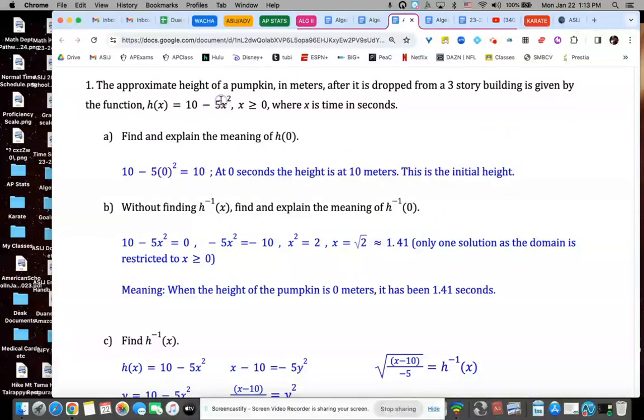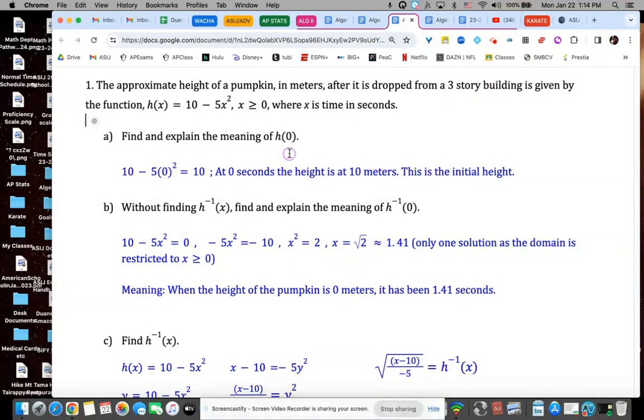Okay, the first one, they give you the equation of a quadratic. It's kind of like the projectile motion problems that we've done in the past. So you have a negative kind of gravity. They're using 5 instead of 4.9 or whatever, just simplifying things a little bit. But you're going to notice they say x is greater than 0. Well, that makes sense because that's the time that you drop the pumpkin from a 3-story building, right?